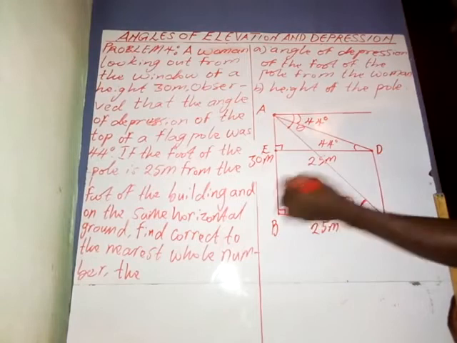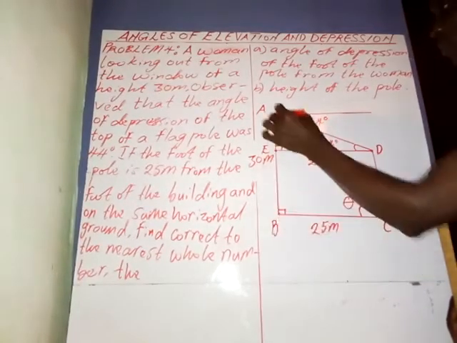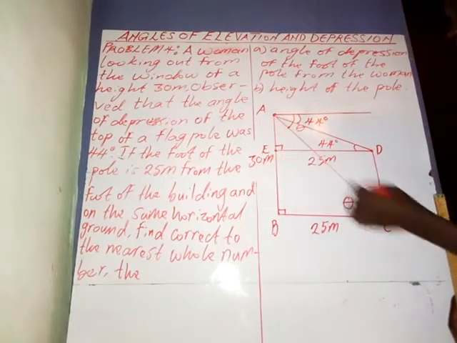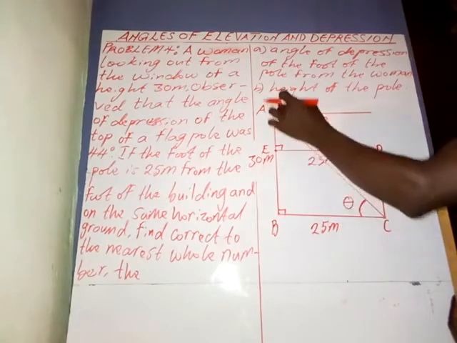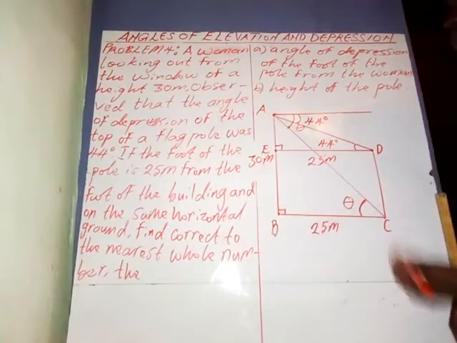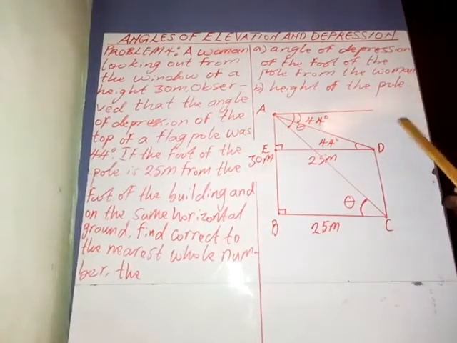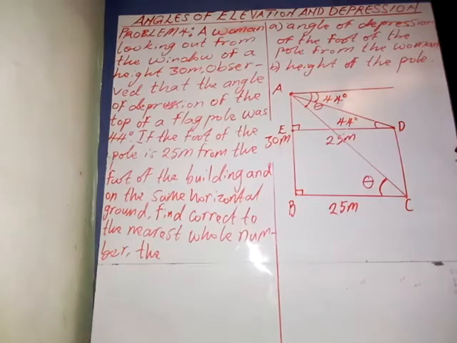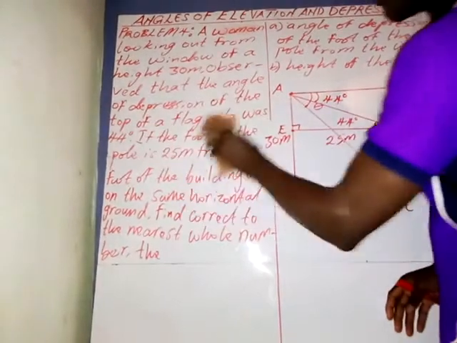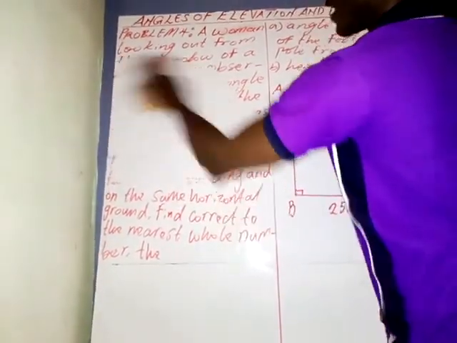Here, as given in the question, the distance from A to B is 30 meters, which is the opposite side of this right angle triangle ABC. And the adjacent of triangle ABC is 25 meters. So in this case, all right, for more space, I will need to rub off what we have here. I will clean this so that we can have more space.